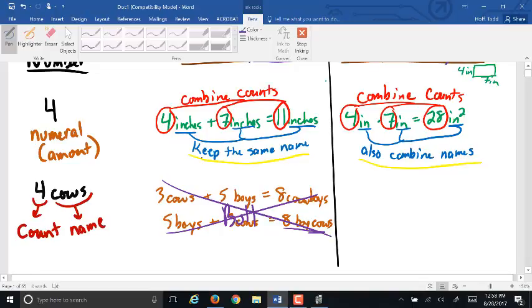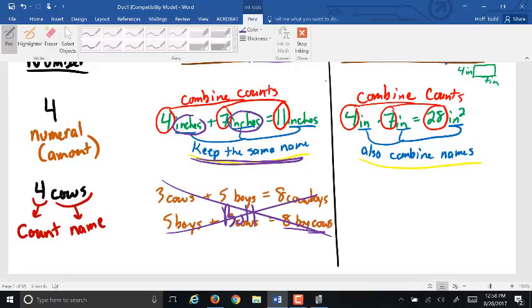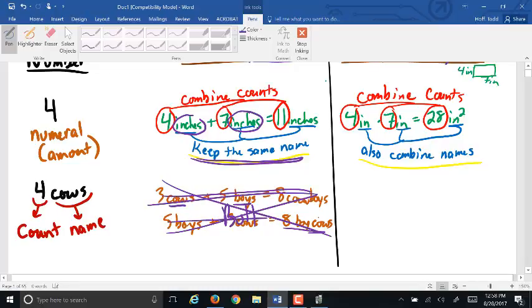When we add numbers, we're going to keep the same name. Well, if we're going to keep the same name, that implies that we had to start with the same name. In fact, that's both addition and subtraction. We must start with the same name because we're going to keep that in our answer. Down here, since we didn't have the same name, we cannot combine those with addition.